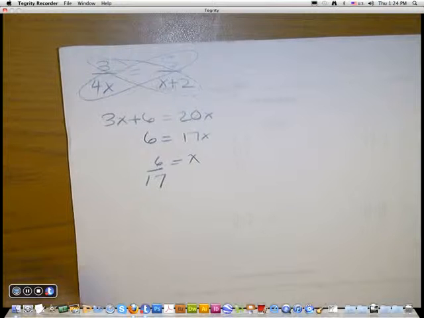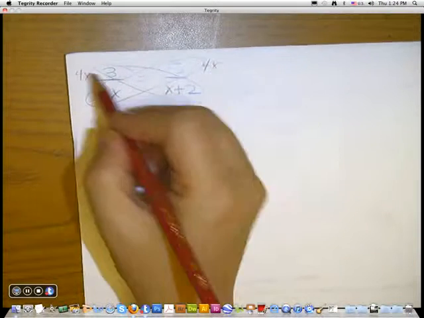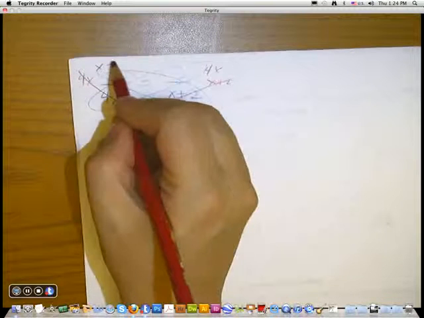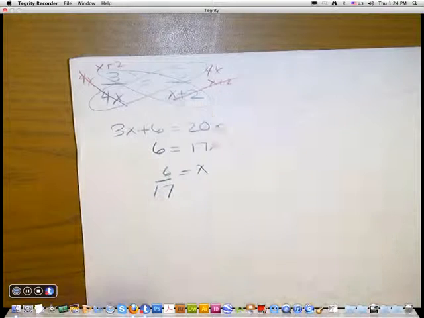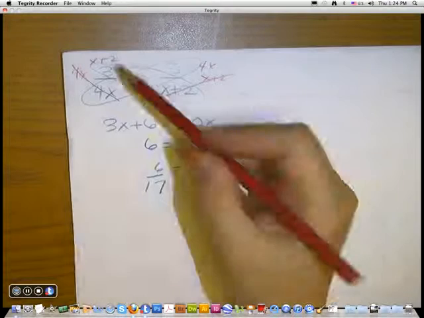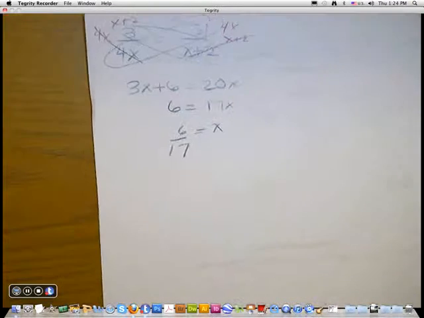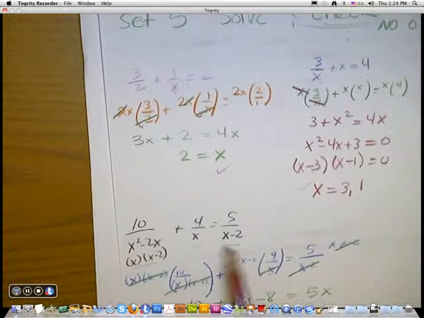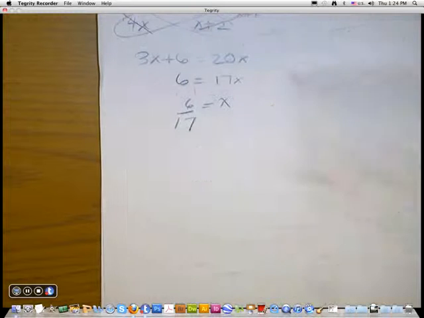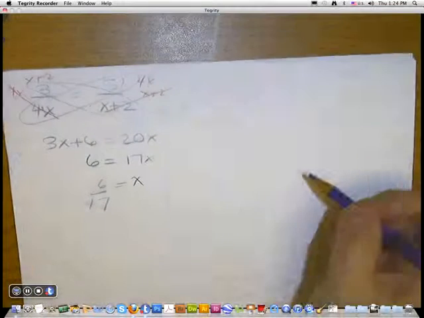It's the exact same concept as if I would have multiplied by 4x and canceled, and multiplied by x plus 2 and canceled. It's the exact same concept. It's just less work. So if you have fraction equal fraction, and this is the only place it works, it does not work on the other ones because of these plus minus signs that were going on in the problem. You can't do it. But if you just have fraction equal fraction, you can. So let's try that one more time.